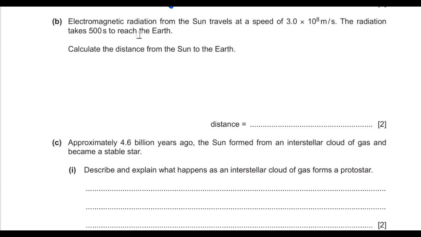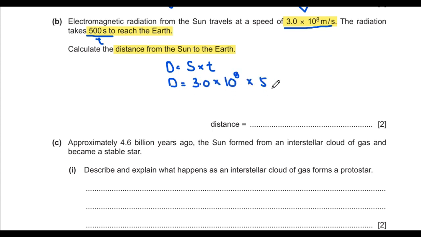B part says electromagnetic radiations from the sun travel at the speed of 3 into 10 raised to power 8 meters per second and take 500 seconds to reach the earth. Calculate the distance between the sun and earth. So we have time, we have speed and we need distance, and you know the formula is distance is equal to speed multiplied by time. Speed is 3 into 10 raised to power 8 and time is 500 seconds. So the distance is 1.5 into 10 raised to power 11 meters.